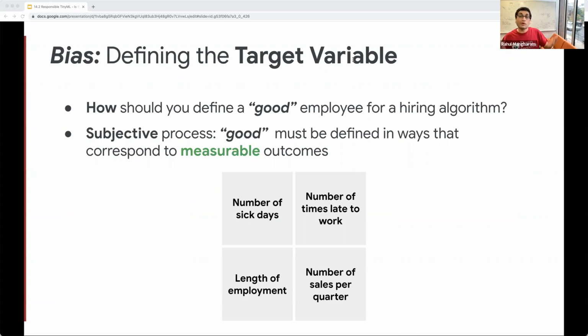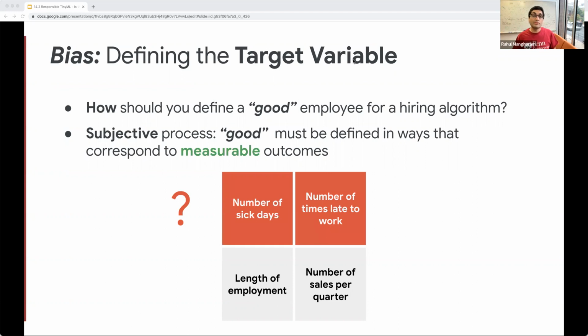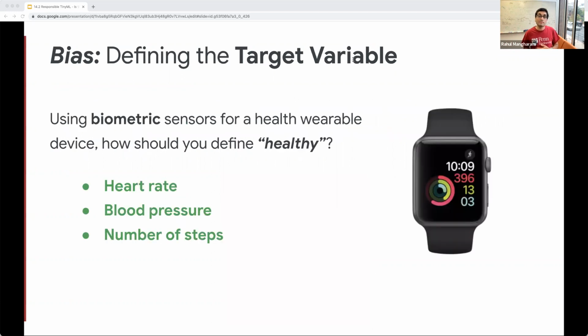Well, you could come up with some quantifiable measures, maybe the number of sick days, the number of times they were late to work, number of sales per quarter, and length of employment. By defining the target variable this way, we might unintentionally disadvantage some classes of people. For example, the number of sick days may disadvantage pregnant women or individuals with disabilities who are missing work. Or the number of times late to work may disadvantage those people who rely on public transportation, especially in the winter when trains or railway lines break down more often.